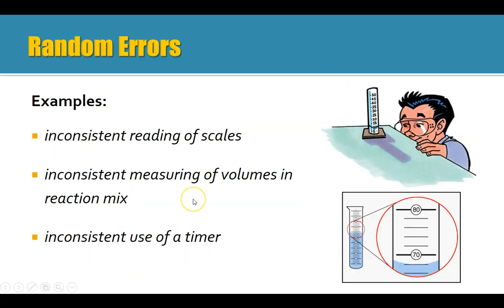So examples of random errors include the inconsistent reading of scales. If you didn't zero your scales properly, you may end up with an error. If you don't measure volumes in a measuring cylinder correctly, so if you don't read the meniscus properly, you can have parallax error, which is where you're not viewing the level of liquid in the cylinder properly, and you're not actually recording it correctly.